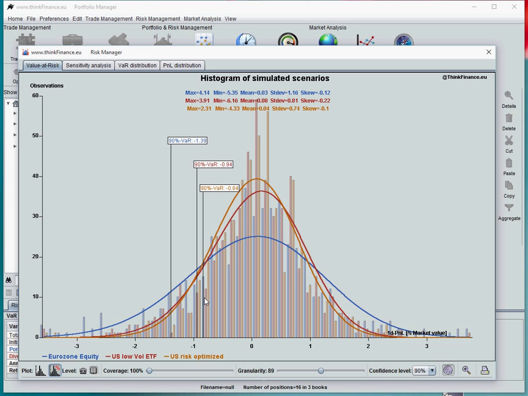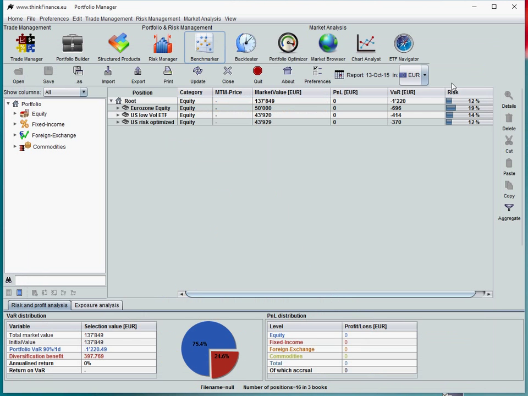The answer is yes, I can, because let's remember these 2 books are exposed to currency risk because I'm a Eurozone investor. My reporting currency is euros. So these books still contain US dollar risk. So let's try to hedge that to reduce the risk even further. How do I do that?